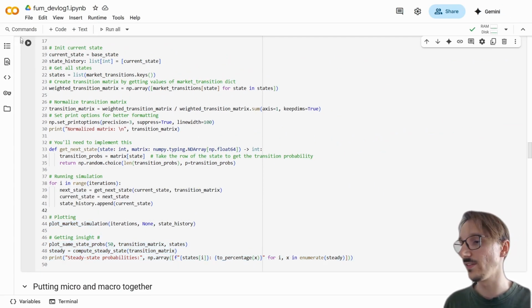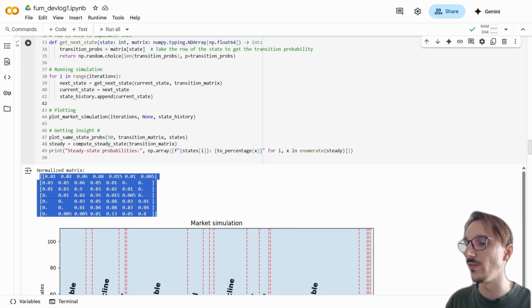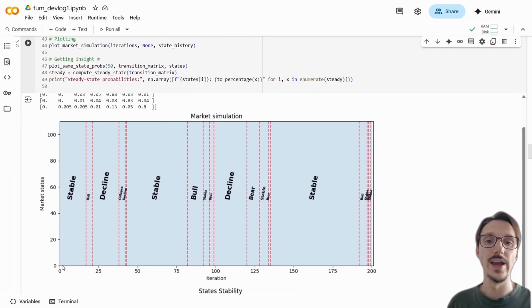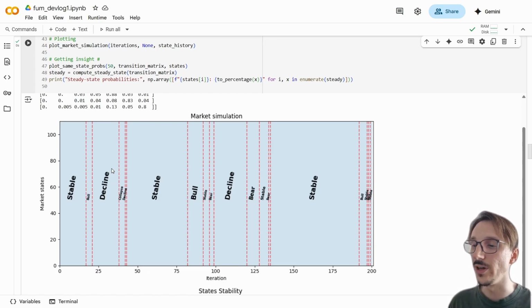Okay, let's run this. So as expected, in the output, we got the normalized version of the matrix and we got the market state simulation. And as you can see, it starts with the stable state because this is what we put in parameters. And you can see that then it transitions at around iteration 15 or something. It goes into a bull state for a short period of time. And then it goes to a decline state and so on and so forth. And you can see that most states stay for at least a couple of iterations.